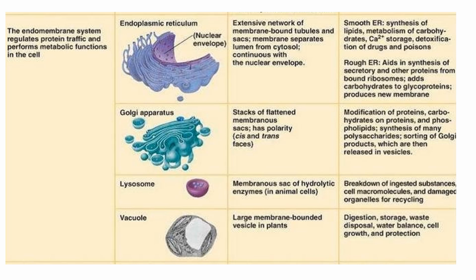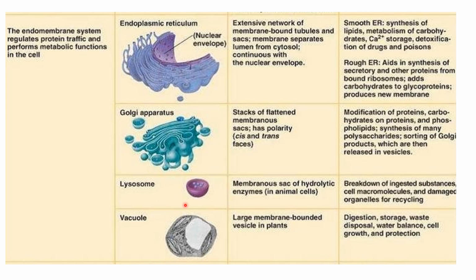Golgi apparatus: stacks of flattened membranous sacs, having cis and trans faces. The functions of the Golgi apparatus are packaging of proteins and chemicals, modification of proteins, carbohydrates on proteins and phospholipids, synthesis of many polysaccharides, and sorting of Golgi products, which are then released in vesicles. Whatever is produced is released and sent in the form of vesicles.